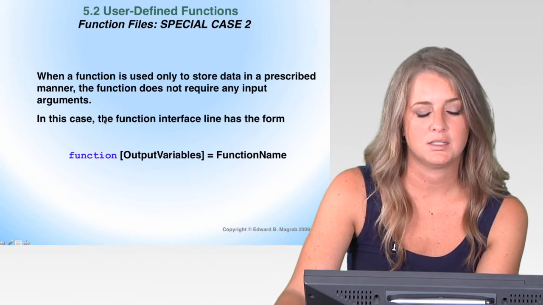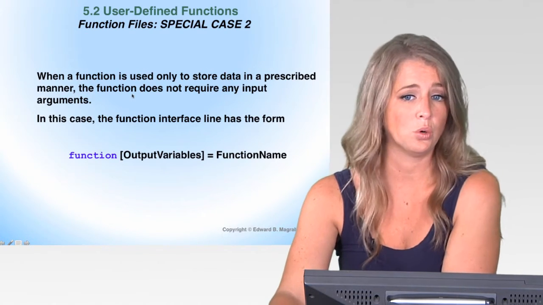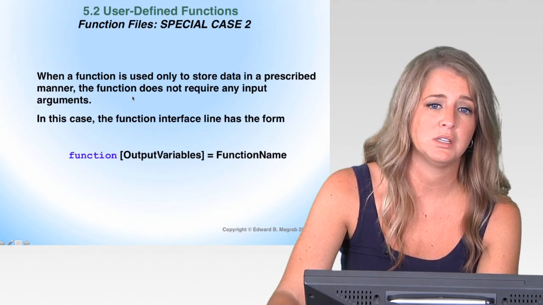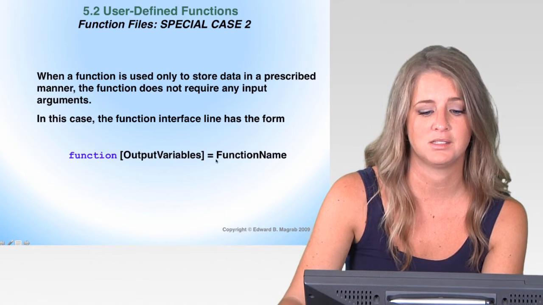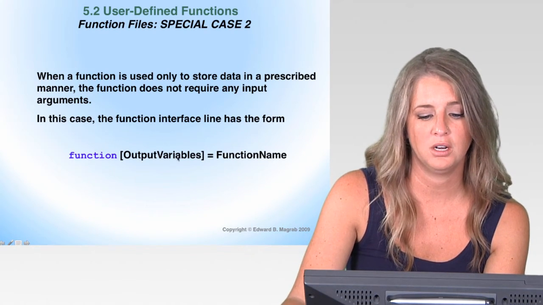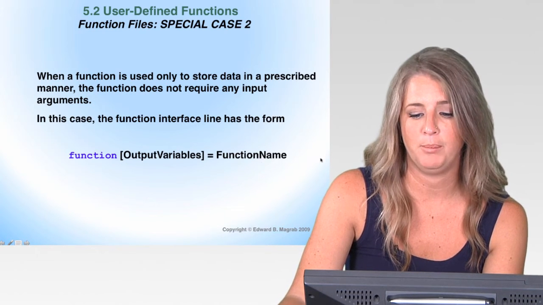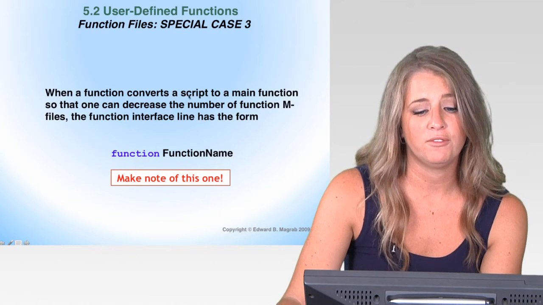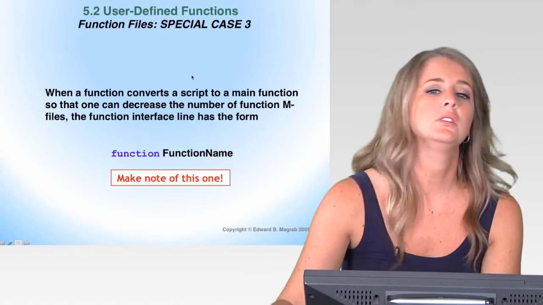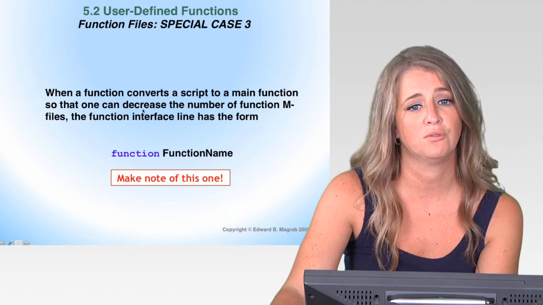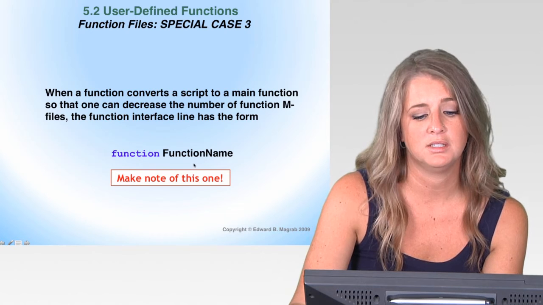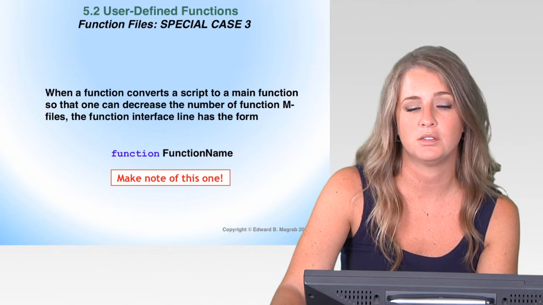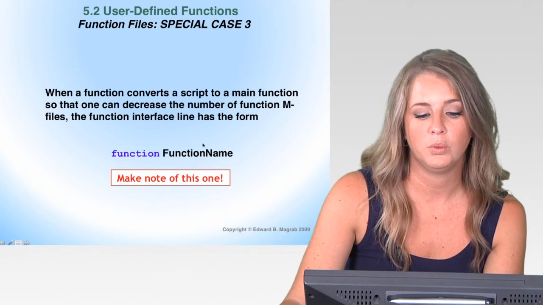We also have a second special case. When a function is used only to store data in a prescribed manner, the function does not require any input arguments. In this case, the function interface line has this form. So now you can see we have function output variables, our function name, but there are no input variables to the function. When a function converts a script to a main function so that one can decrease the number of function files, you have to use this syntax here. Make note of this. This is going to be really important, especially when we get into solving ordinary differential equations in MATLAB. You will need to use this.